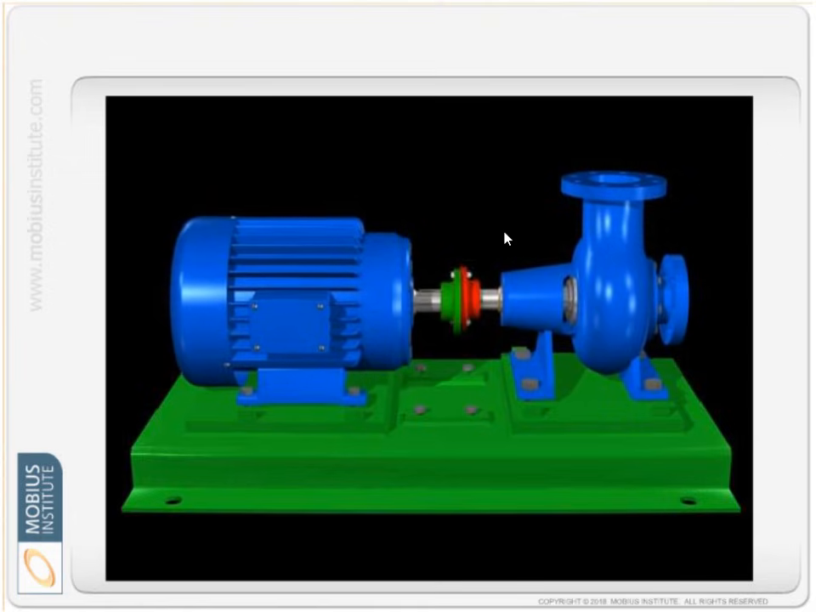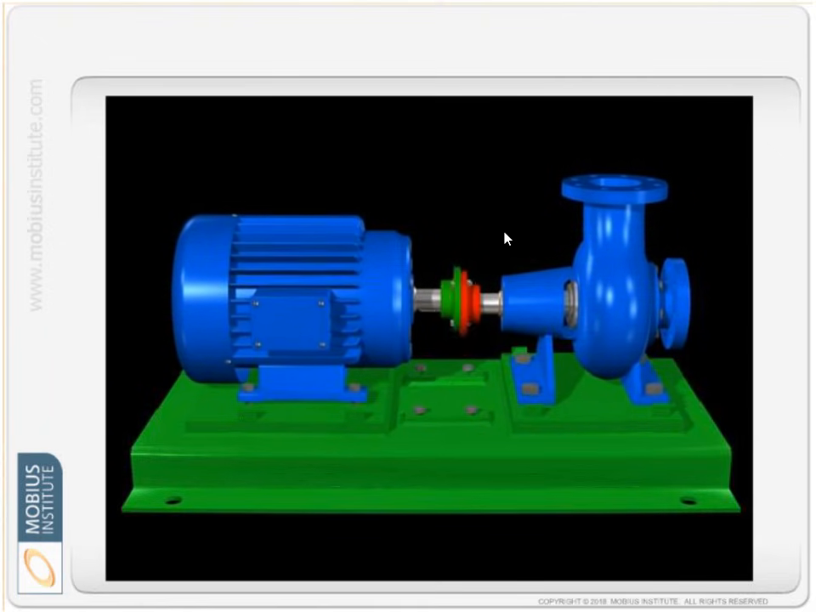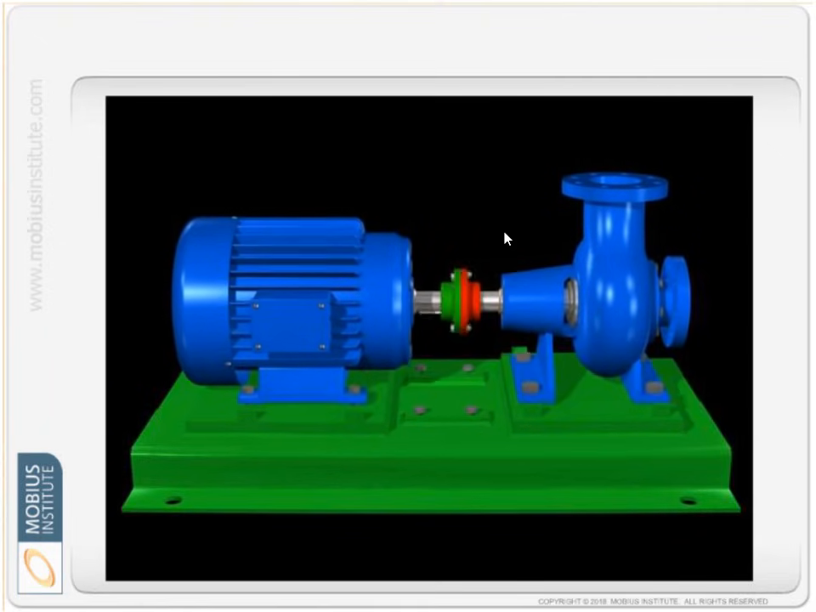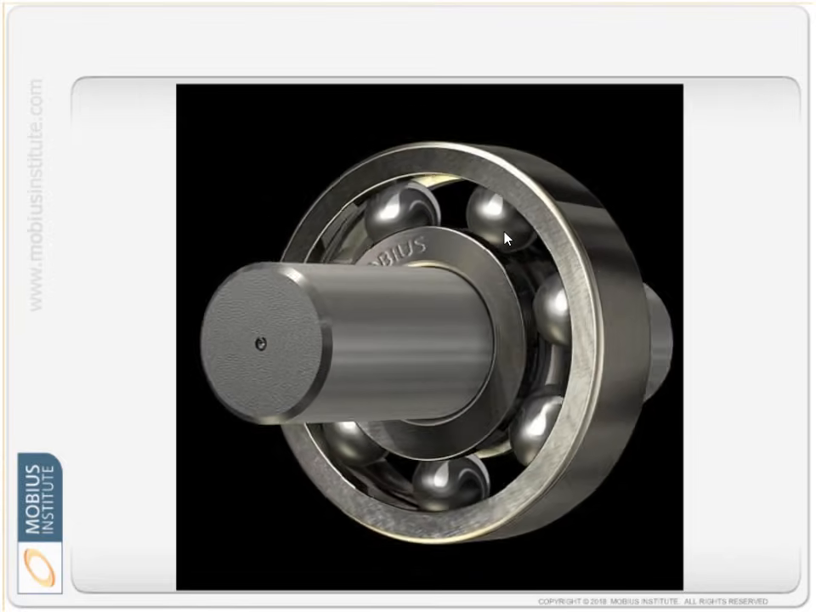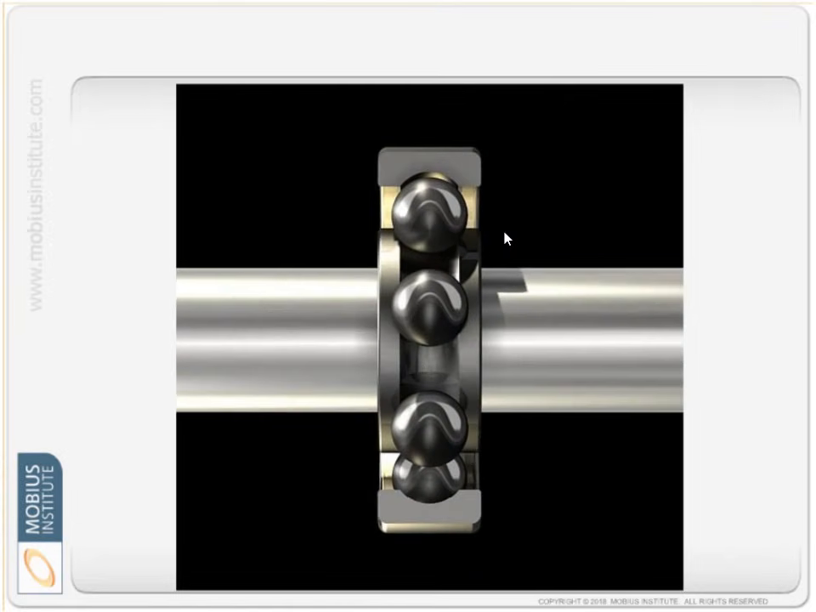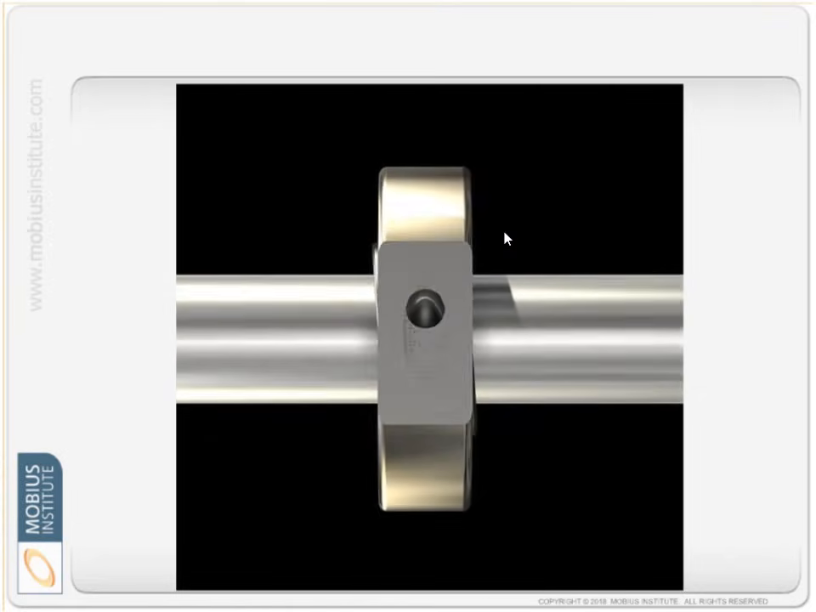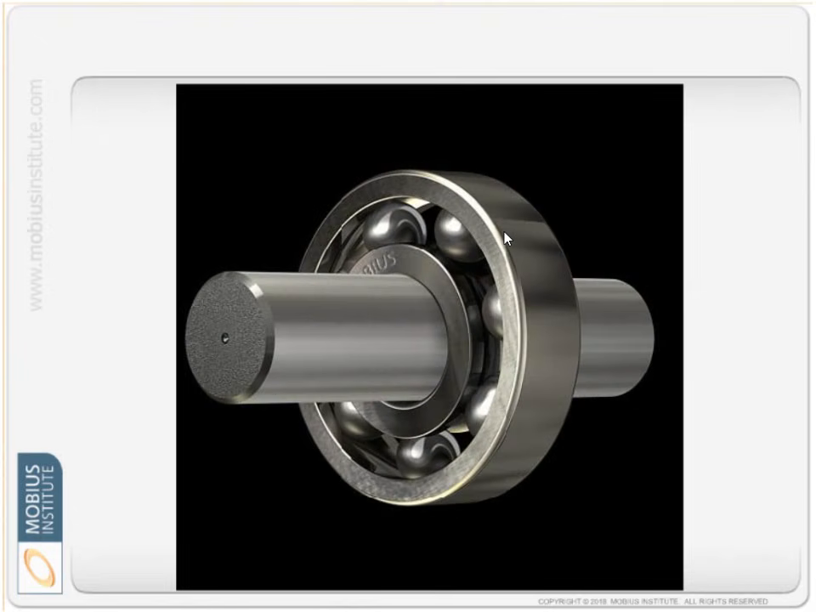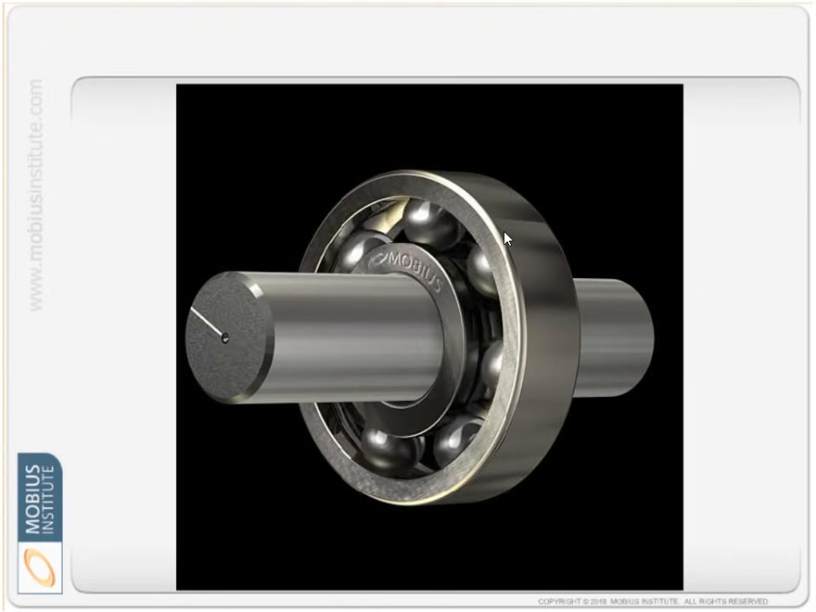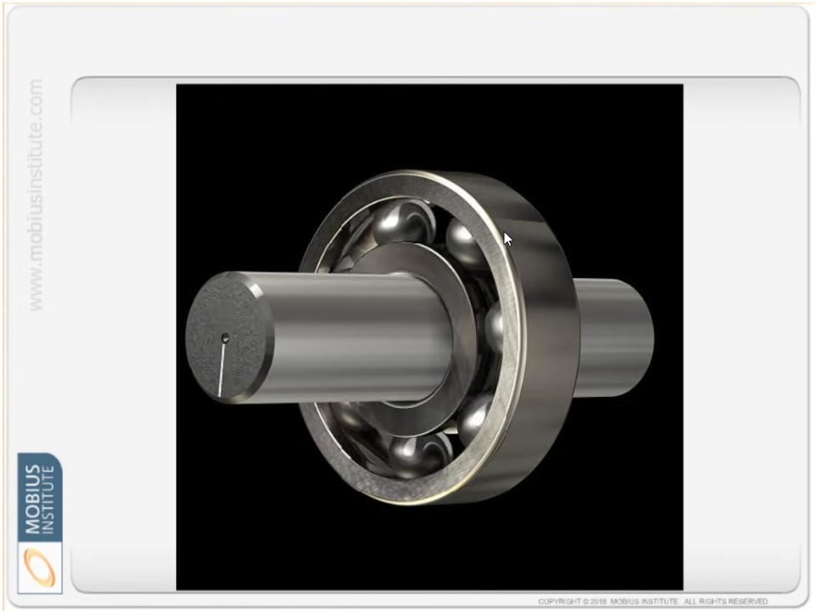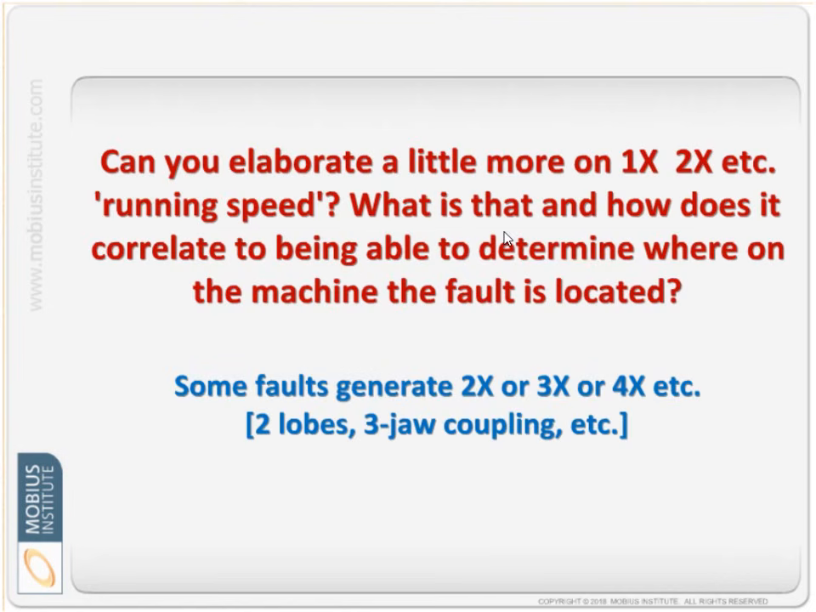So in this case you can see a very bad case of offset or parallel misalignment, and we expect to see 2x vibration, for example, in this case, and perhaps some 3x and 4x. In this case, if the inner race was bent on the shaft, then each time it rotates, it generates a 1x vibration, but we often see peaks at the 2x and 3x as well.